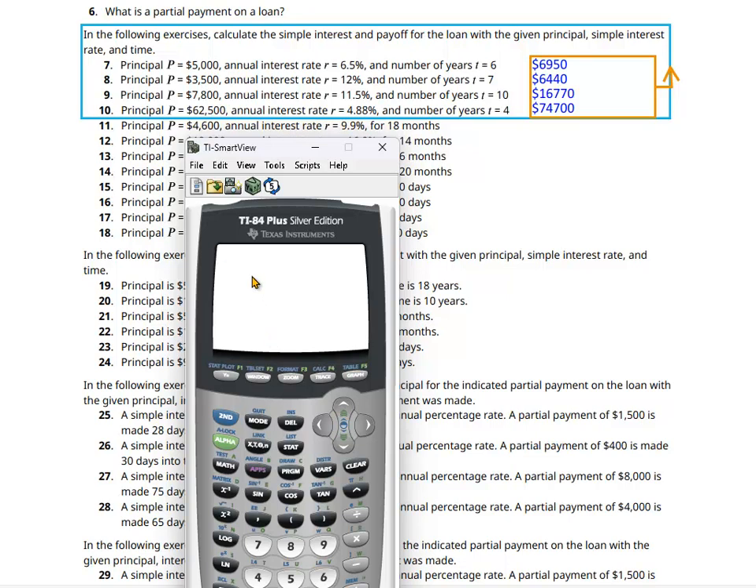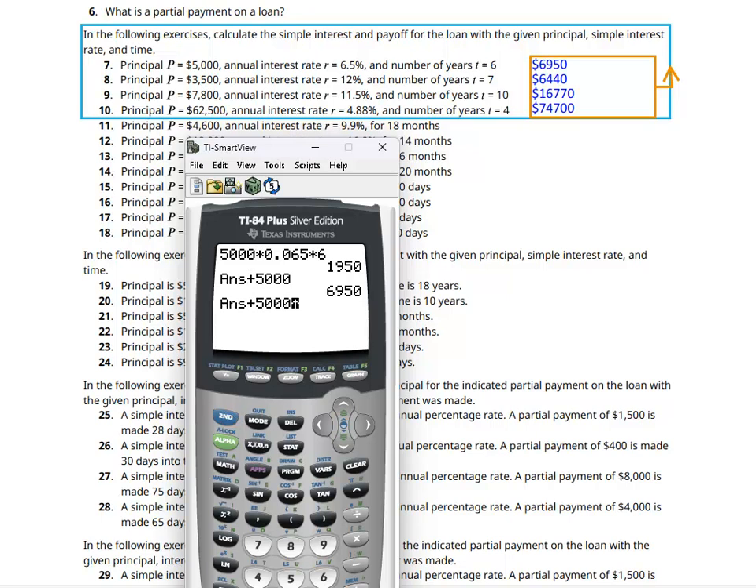So, first one. The rate of 6.5% needs to be divided by 100 to get it as a decimal, times the 6. Here it is, 1,950. Add the principal, and there's the 6,950.